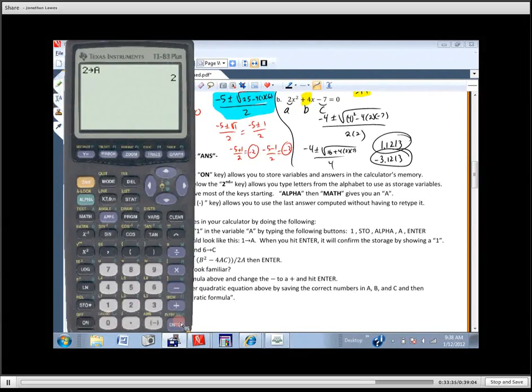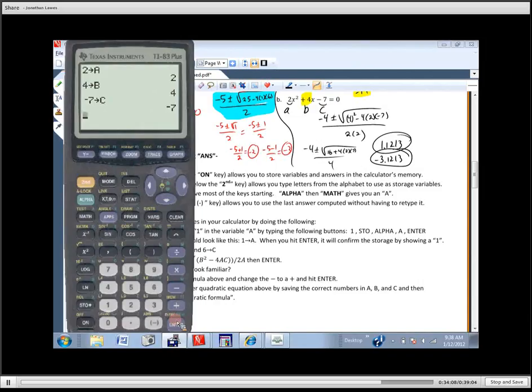Next, B is 4. So we're going to do 4 store. We have to tell it what variable to store it in. So we're going to hit alpha and the apps button. That'll be a B. Am I going too fast or are we doing okay? All right. Hit enter so that it actually carries out that command and stores it. And then C on this problem is -7, so we'll hit store alpha C. Hit enter so it does it. Now, here's the awesome part.